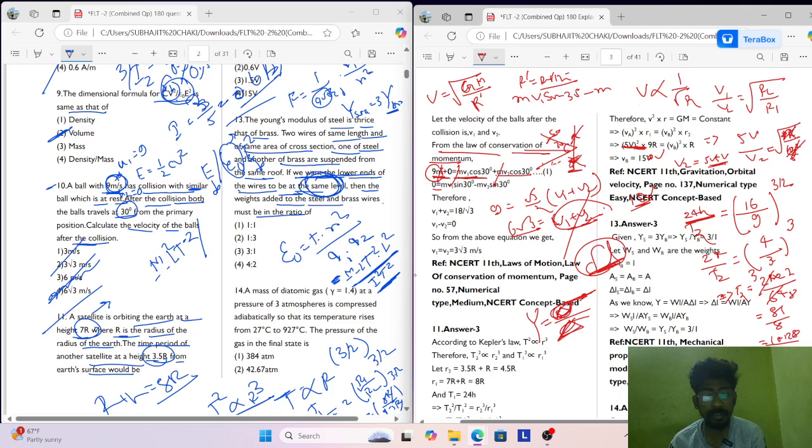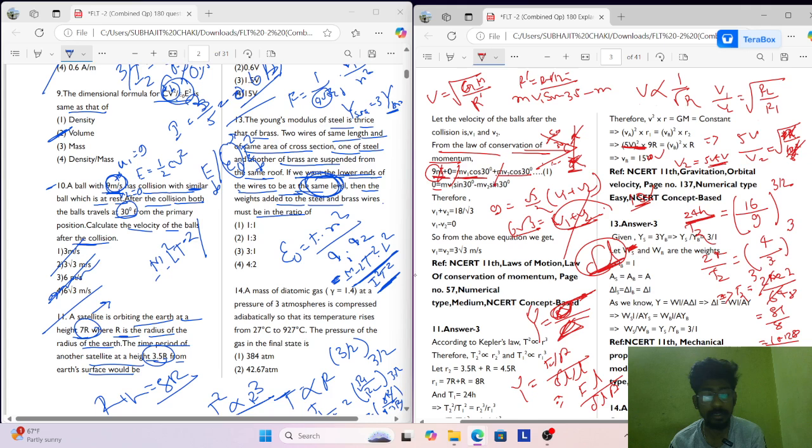Delta L will be equal. So we know that Y is equal to (F by A) divided by (delta L by L), so it will be F L by delta L into A. So Y is proportional to what? 1 by delta L, right? Y is proportional to 1 by delta L.